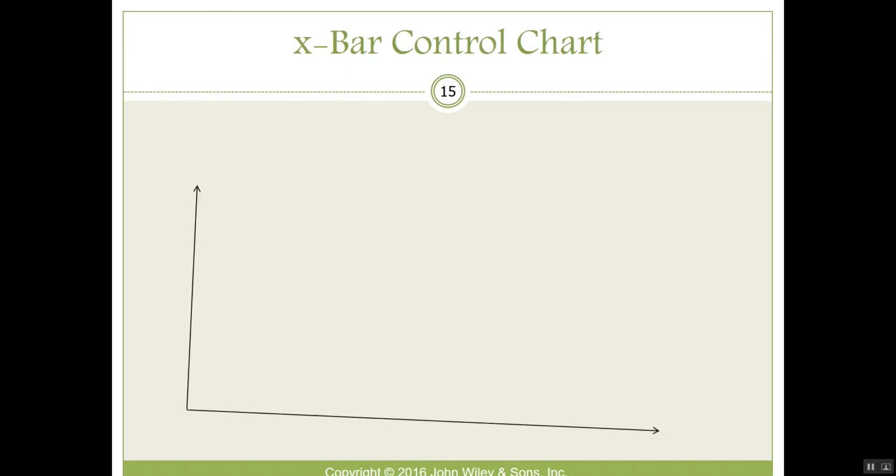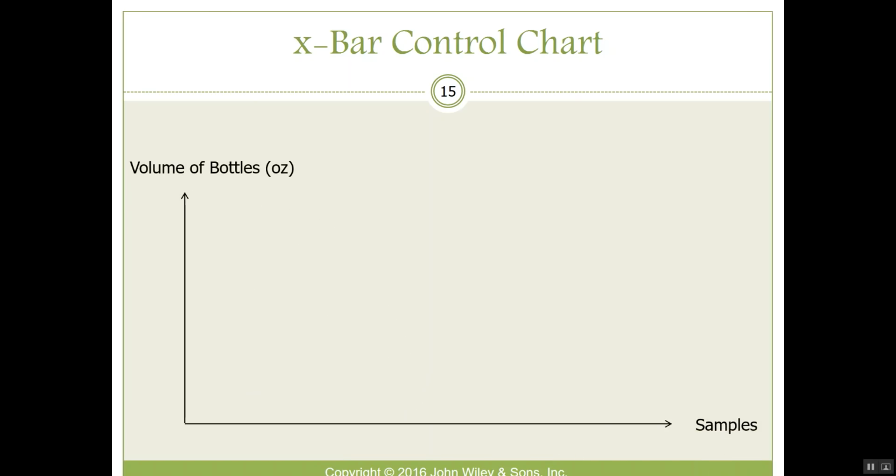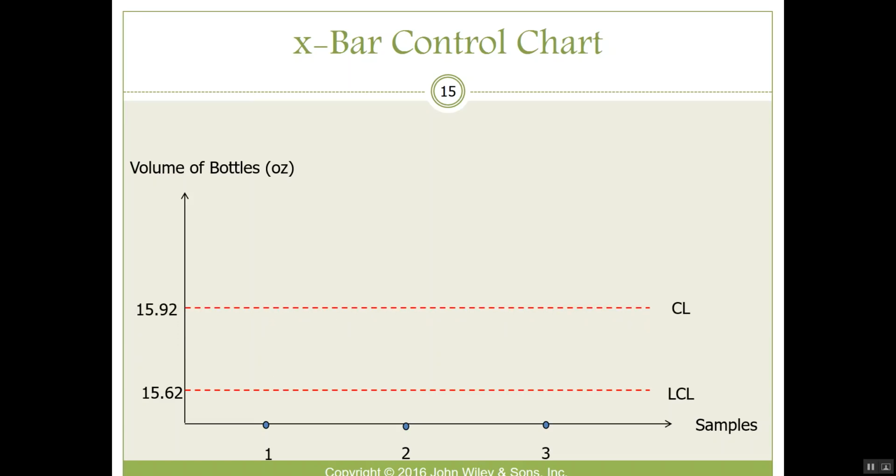Next, we have to graph our control chart. On the x-axis, we always have samples, and on the y-axis for this chart, we are doing an x bar chart, so we have the actual volume of bottles in ounces. So samples 1, 2, and 3. Next, you do the LCL line, 15.62, CL center line, 15.92, and UCL, 16.22. You don't have to do that in Excel. I mean, you can do that on a piece of paper or Excel, whichever you're more comfortable with.